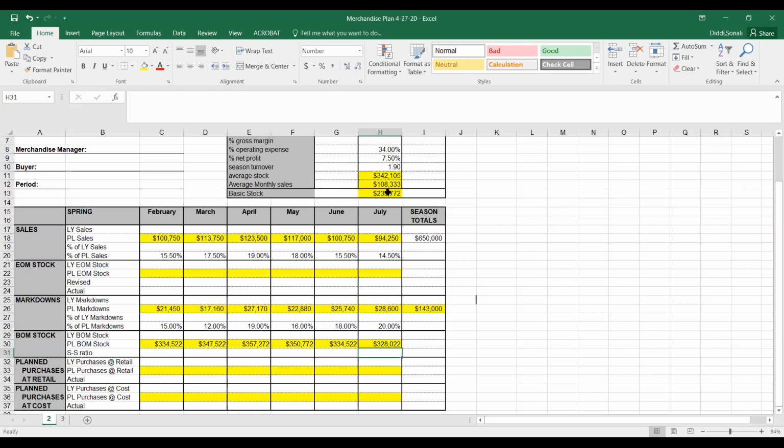I'm redoing the average stock, average monthly sales, and basic stock, but I'll not touch that. I will just go ahead and do it here, okay? Is that okay, EJ? So for average stock, it's going to be season totals divided by season turnover.